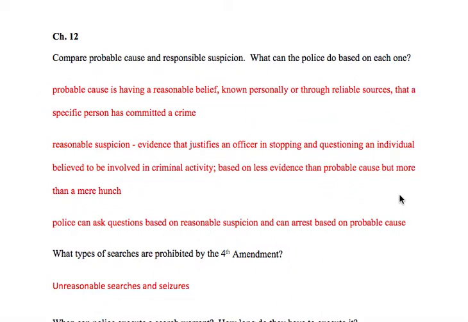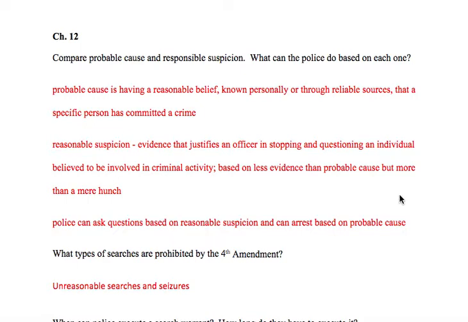Chapter 12, compare probable cause and reasonable suspicion. A big section of our unit was spent on the Fourth Amendment, search and seizure, and the investigation phase. So what can police do based on each one? Probable cause is having reasonable belief, known personally or through reliable sources, that something happened, that a crime had been committed. And police need probable cause to take you out of your car and search it.